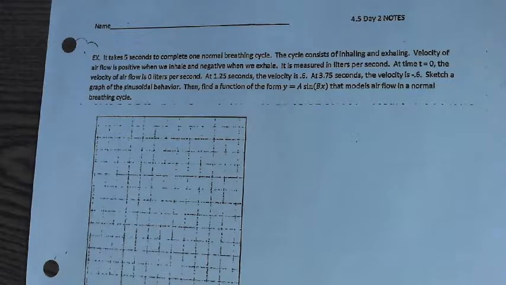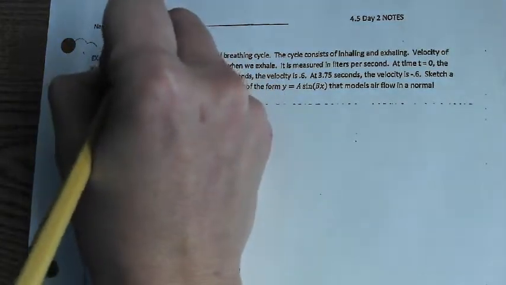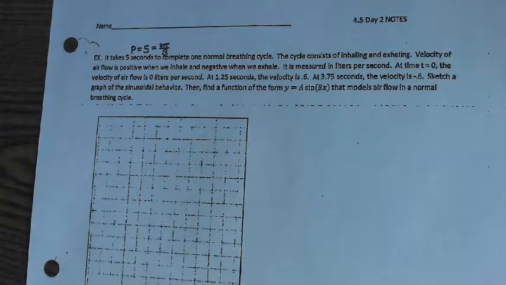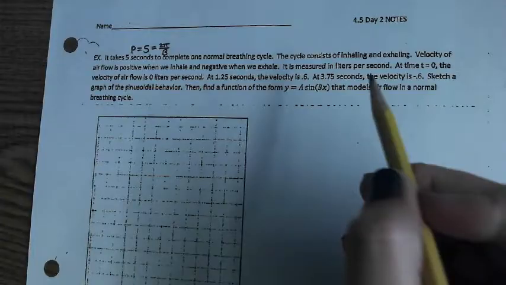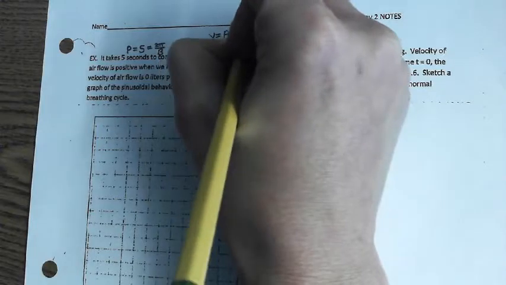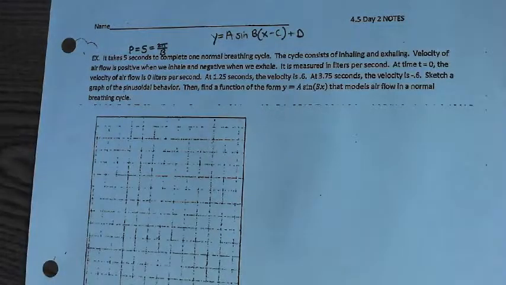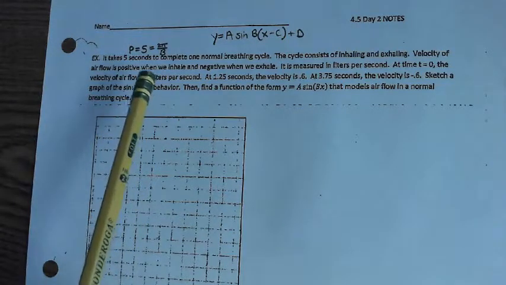Anyway, okay. It takes 5 seconds to complete one normal breathing cycle. So what do you get out of that first sentence? Period is 5, which is 2 pi over b. So that actually allows us to find what b we're going to use in our structure. Remember, our structure is y equals a times the sine of b x minus c plus d. That's going to help us find b.